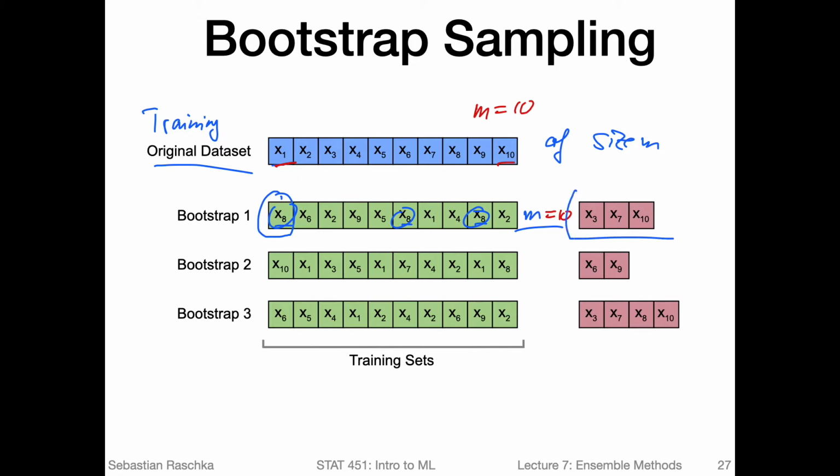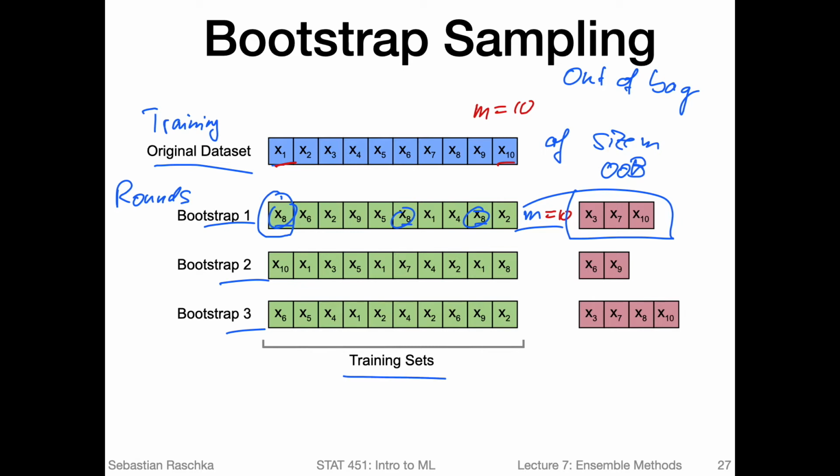So in this case these are not included in the bootstrap sample, and we sometimes call them the OOB samples, the out of bag samples. They are the ones that are not in the bootstrap sample at a given round. Here these are the rounds: round 1, round 2, and round 3. Each round will be different. So in bootstrapping you will have different training sets, essentially. Given the original training set, you will create new training sets.